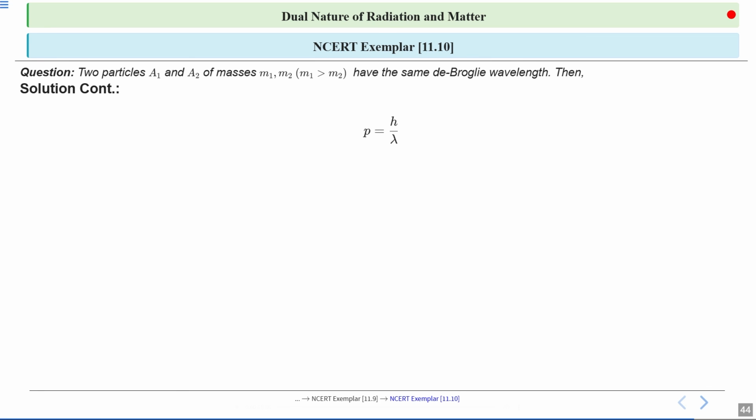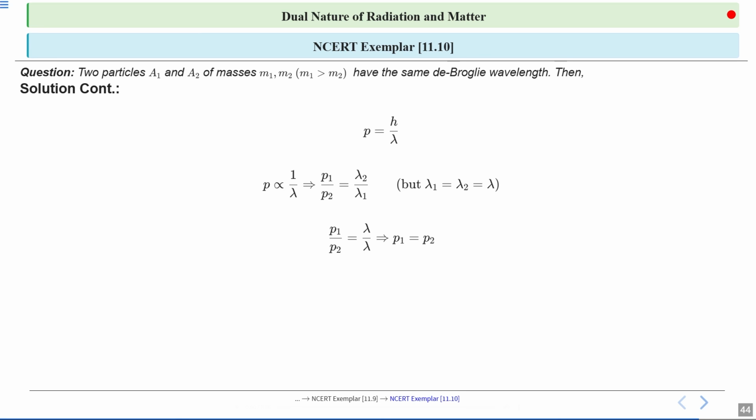Let's recall the de Broglie relation, p equal to h upon lambda. So momentum p is proportional to 1 divided by lambda. This means if particles have different wavelengths, their momenta will be inversely related to those wavelengths. But in our case, both particles have the same wavelength, so lambda 1 equals lambda 2. This means the ratio of their momenta p1 over p2 is just lambda 2 over lambda 1, which is 1. That means their momenta are also equal. Since lambda 1 equals lambda 2, we get p1 equals p2.